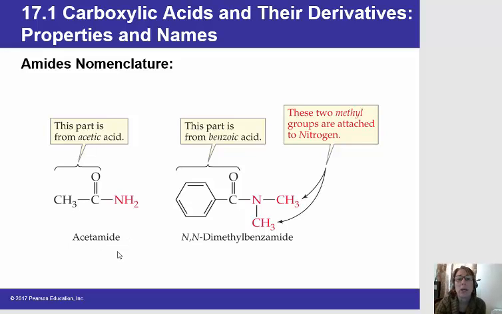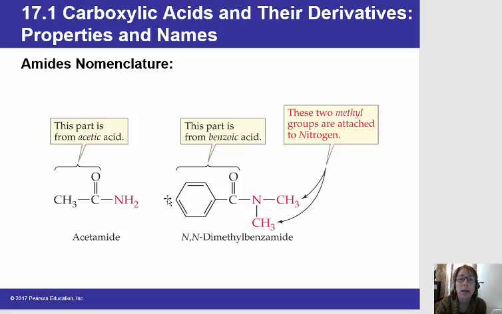Now to the right, we have a tertiary amide where we have 2 methyl groups directly bonded to the nitrogen. So at the beginning of the name, we say N,N-dimethyl, or if there are 2 substituents that are different, N-ethyl, N-methyl, whatever they are, in alphabetical order, and an N for each substituent that's bonded to that nitrogen.